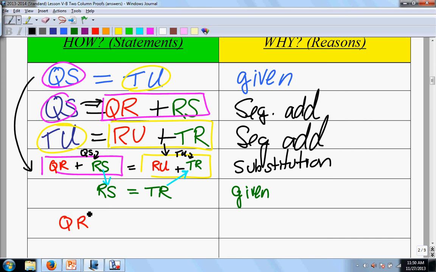So I'm going to have QR plus RS equals RU. And now I'm going to swap out the TR with RS, because I can. Now I have RS the same on both sides. And again, that's called substitution.